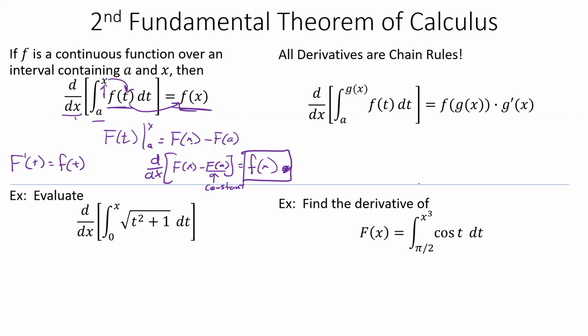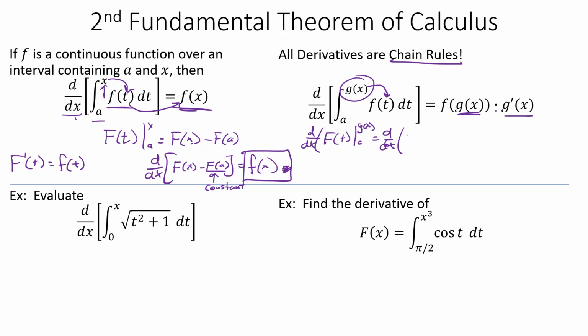Now most of the time when we take derivatives, we're actually doing a chain rule. So most of the time it's not just going to be x up there, it's going to be some other function of x, like x squared or x cubed or sine of x. So what ends up happening is we plug that in for t, but then we have times the derivative of whatever's up there. And you can derive it the same way. We get capital F of t when we take the integral from a to g of x, and then we plug it in. Don't forget we're taking the derivative in front of that.